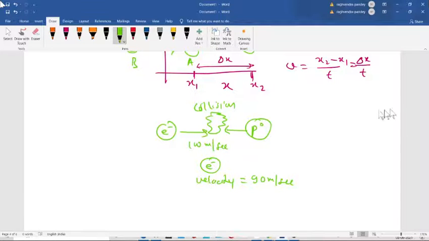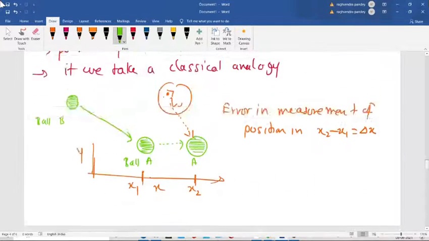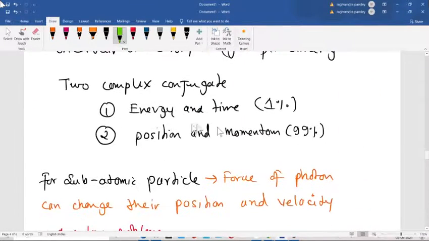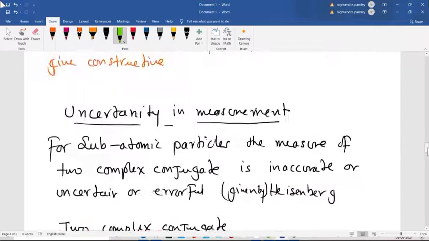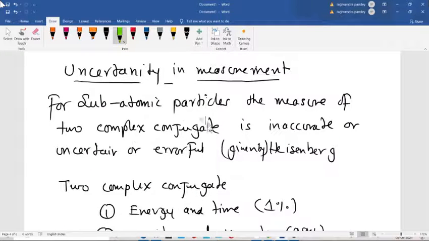So that's why momentum and position are called complex conjugates. We will discuss it tomorrow in detail also. We cannot measure them with accuracy. There is some error. The measure of the complex conjugate quantity, magnitude, whatever you want to say, is uncertain, inaccurate or errorful. So that is called uncertainty in the measurement.